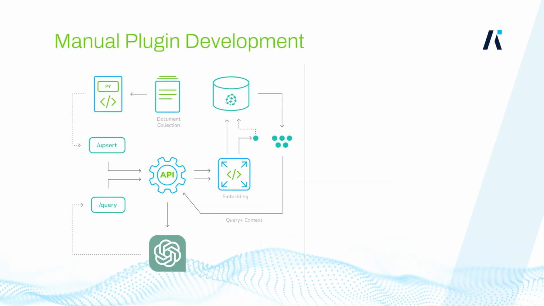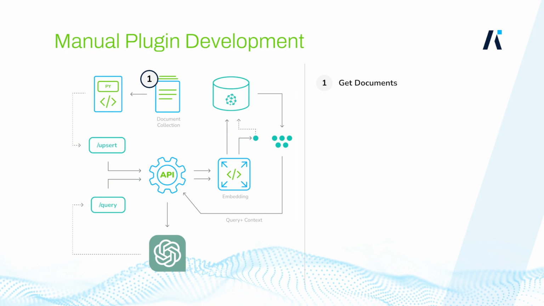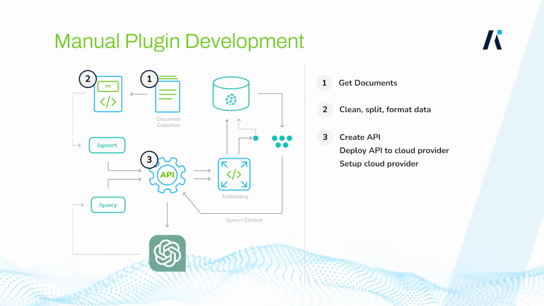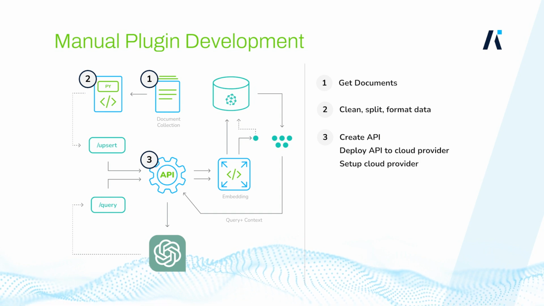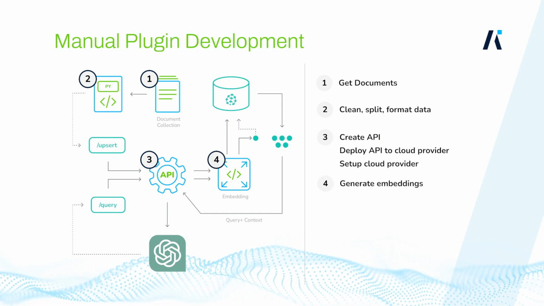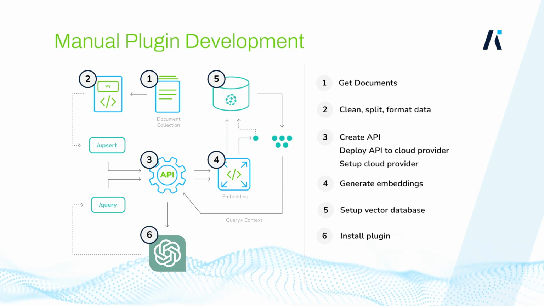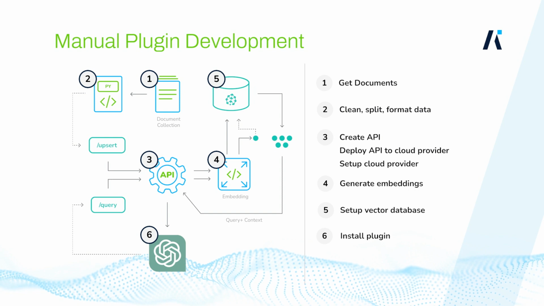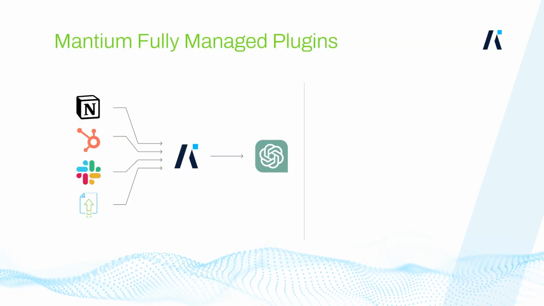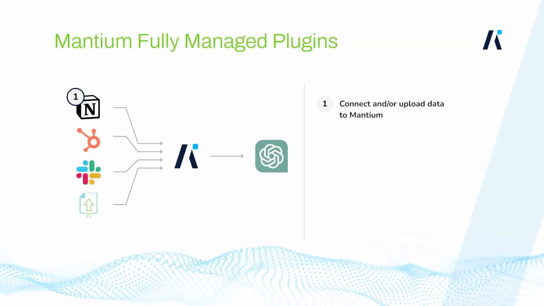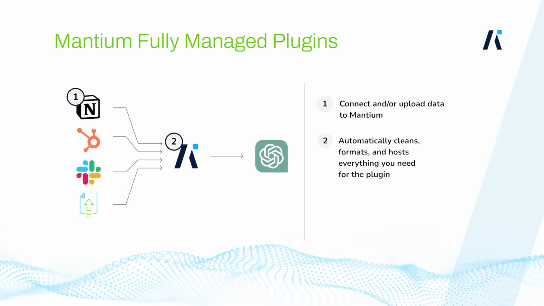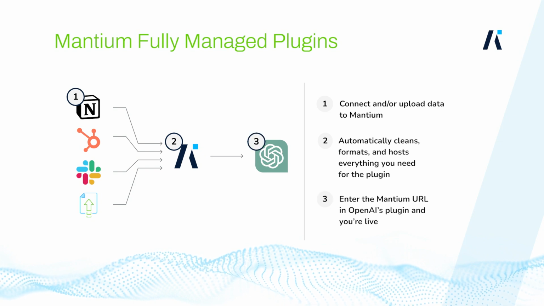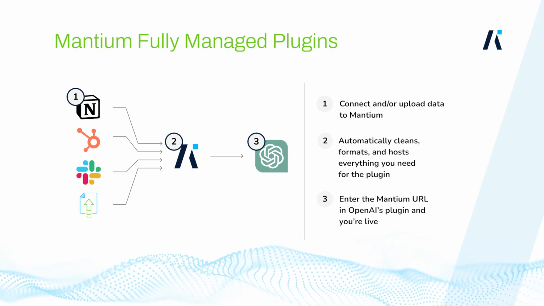With manual plugin development, first you've got to get the documents, then clean, split, and format your data, create an API, deploy the API to a cloud provider, set up the cloud provider, generate the embeddings, set up the vector database, and then install the plugin. As your Mantium mentor, I'm here to show you a simpler way that doesn't sacrifice functionality. With Mantium fully managed plugins, you just connect or upload your data to Mantium. We automatically clean, format, and host everything you need for the plugin, and then you enter the Mantium URL in OpenAI's plugin, and you're live.